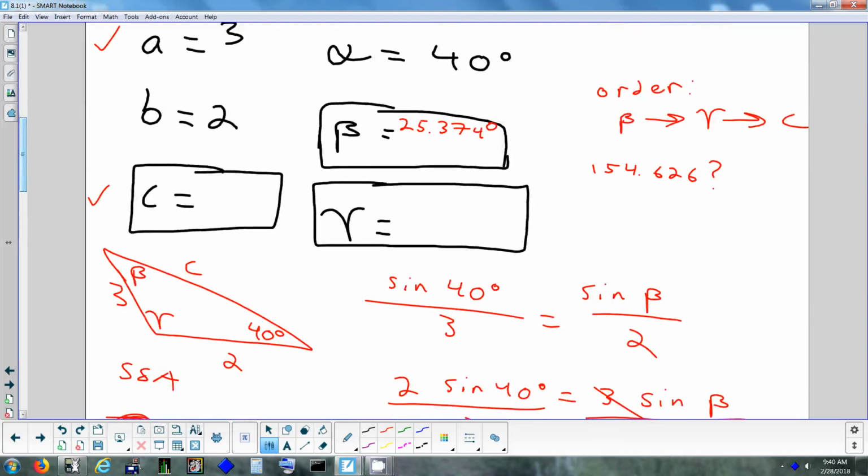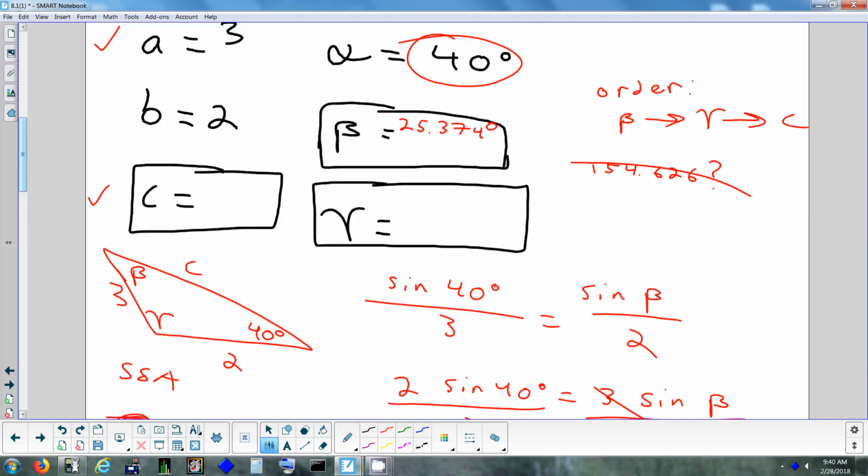Exactly. You were given a 40-degree angle to start with. You can't fit a 154. So in this problem, the second answer doesn't work. You don't have to worry about it. So that means there's not going to be two answers for gamma. There's not going to be two answers for C.